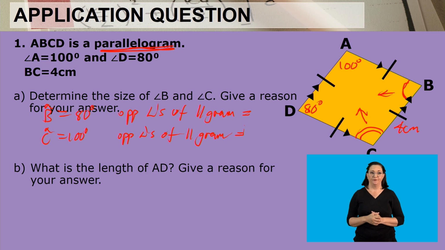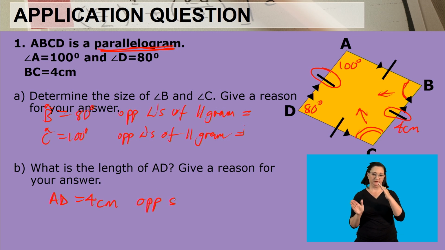Question B, what is the length of AD? Look at where AD is. AD is opposite BC, and BC is 4 centimeters. Look at the marking, same marking. Therefore, AD equals 4 centimeters. And that is because opposite sides of a parallelogram are equal.